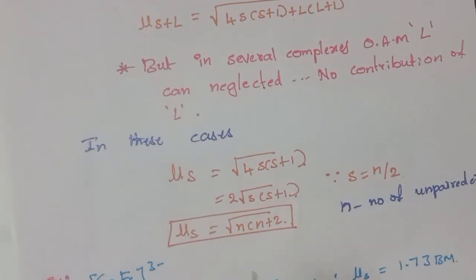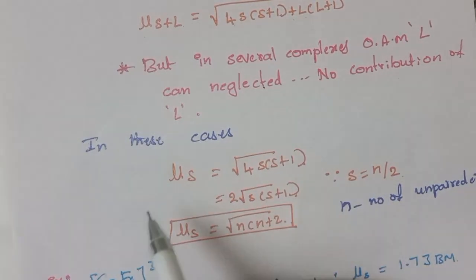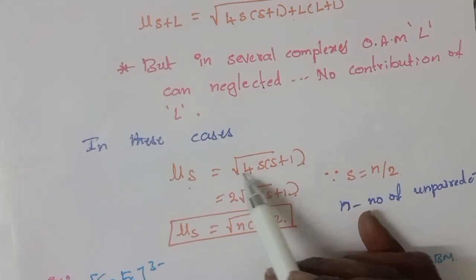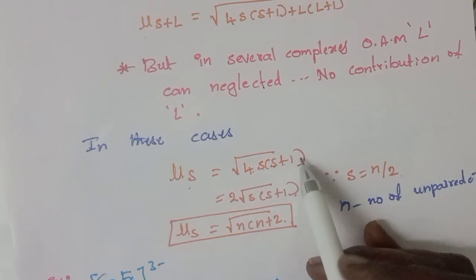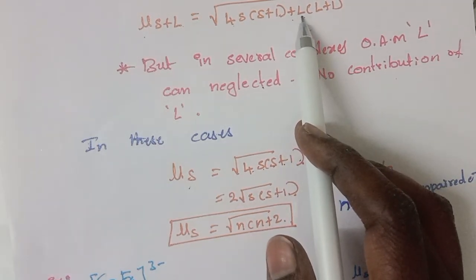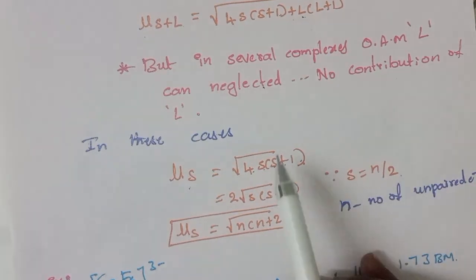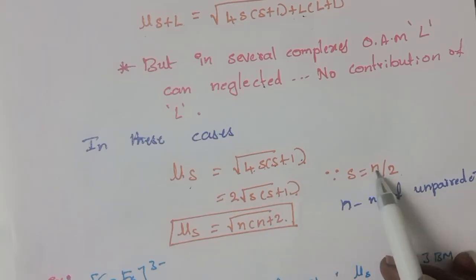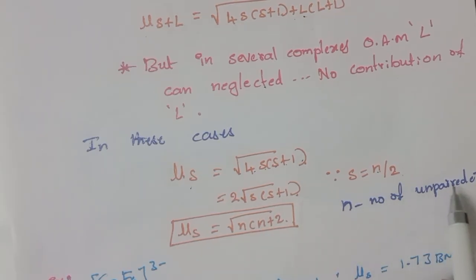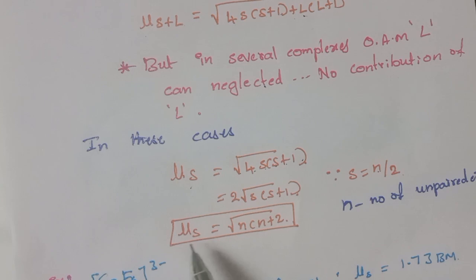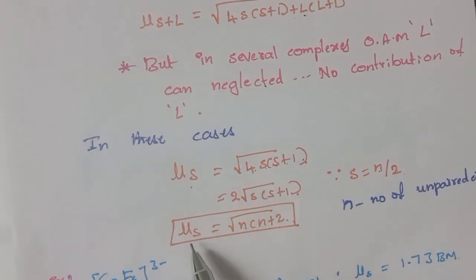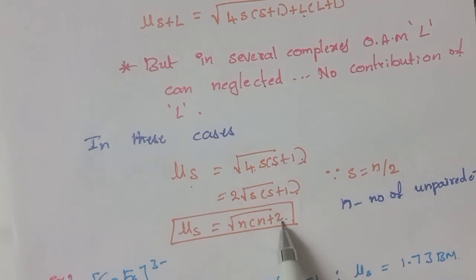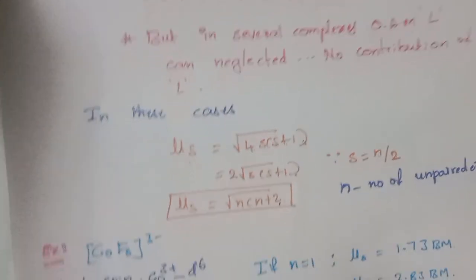In those cases, the expression we consider to calculate the magnetic moment is mu S equals square root of 4S(S+1), because we neglect the capital L here, right? So we take only spin angular momentum. Where S is n by 2, where n is the number of unpaired electrons. By substituting the S value, we get the expression mu S equals square root of n(n+2). It is called the spin only formula.